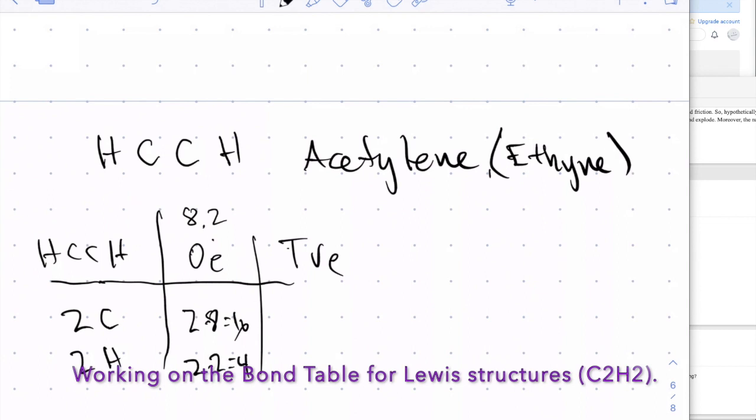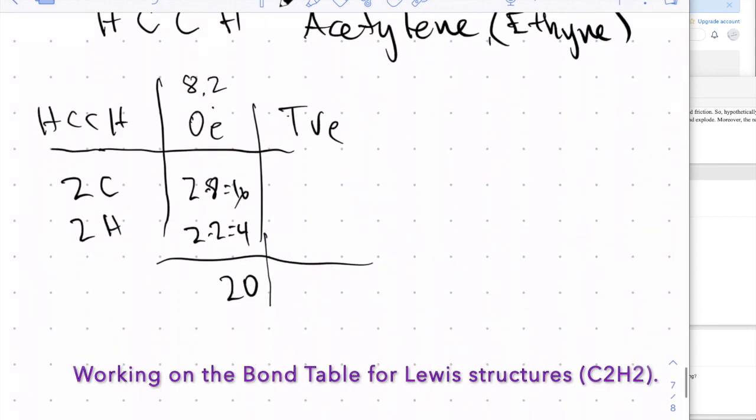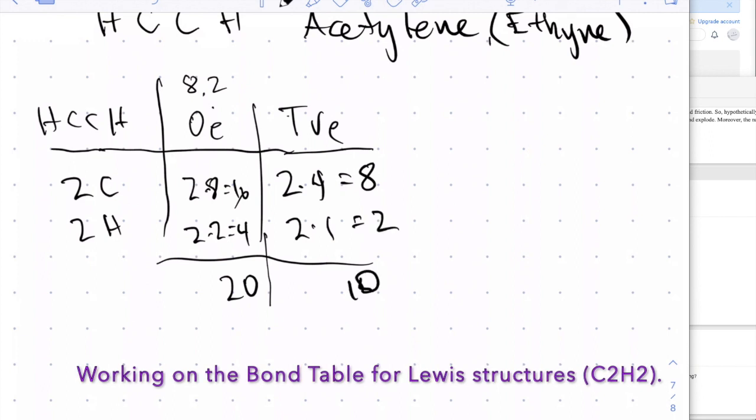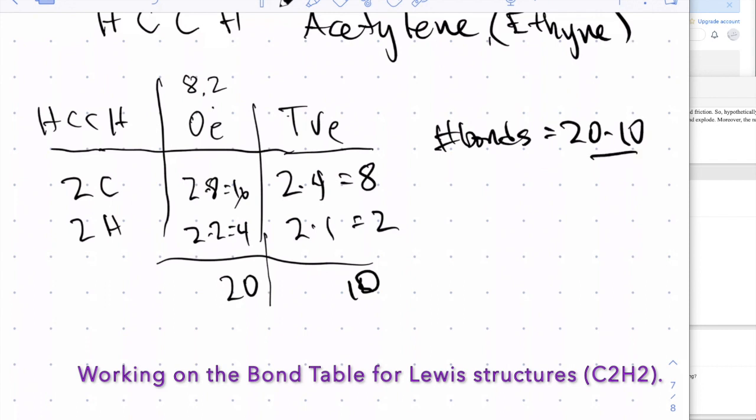2 equals 4. So we have a total of 20 electrons. Again, that would be the number of electrons that you would need to give each atom in acetylene an octet, or in hydrogen's case a duet. So in reality, carbon has 4, so that's a total of 8. Hydrogen has 1, so that's a total of 2. And so we're stuck with 10 valence electrons. The number of bonds is equal to 20 minus 10 over 2, or we have 10 over 2. That's 5. That happens to be 5 bonds.